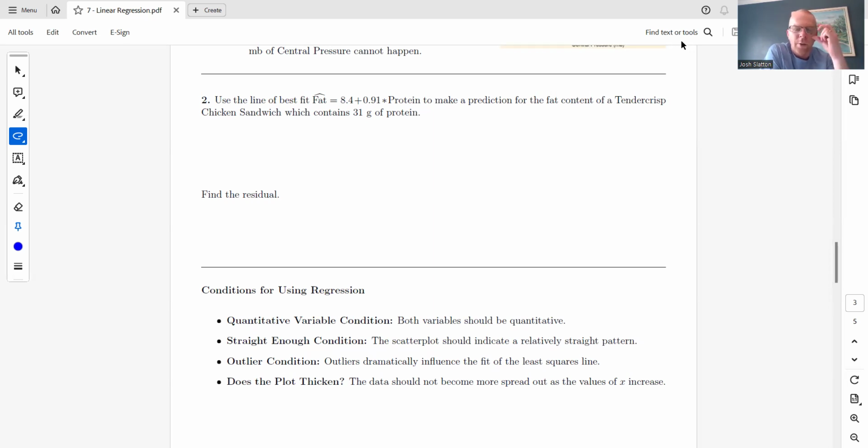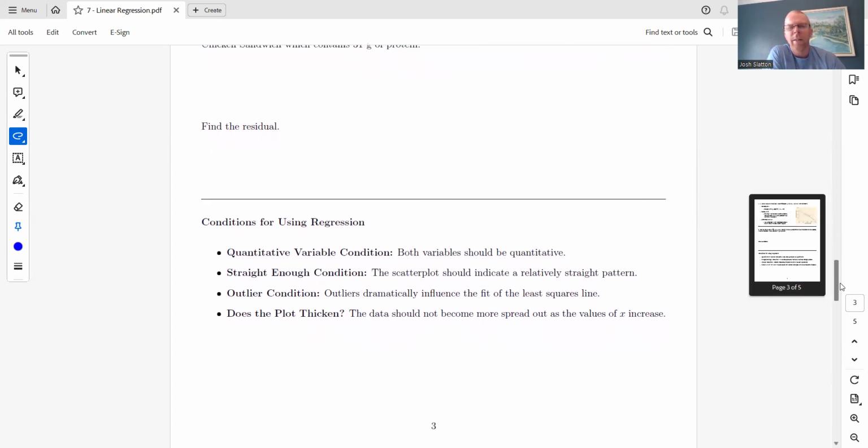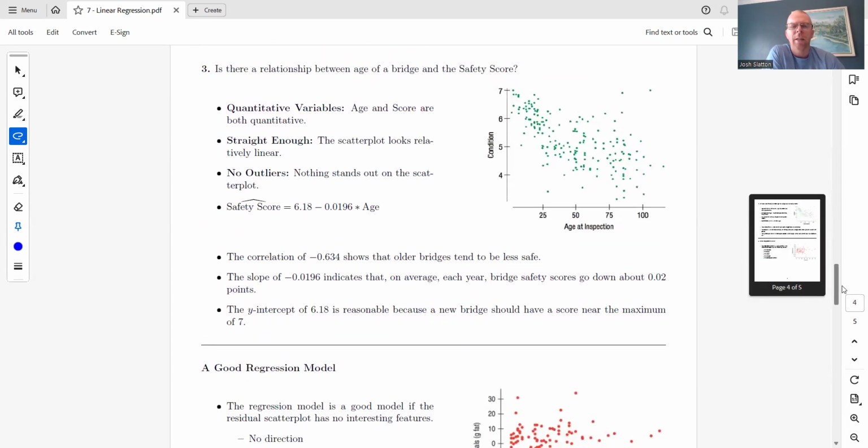Outlier condition: outliers can dramatically influence the least squares line. We'll see some examples of this in the next chapter. And then the data should not become more spread out as we increase x. In other words, it should not start with a really strong relationship and then get wider as you go. It should be relatively consistent all the way through. So as long as those conditions are met, then we can look at scatter plots.